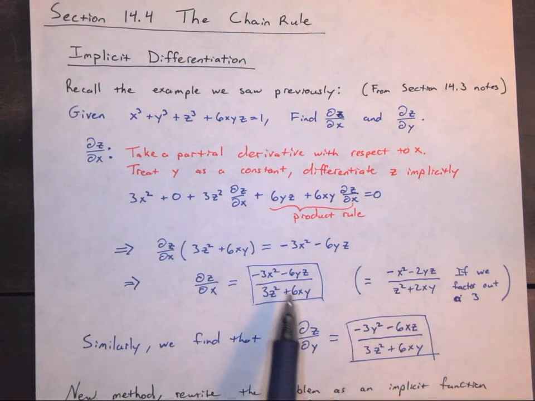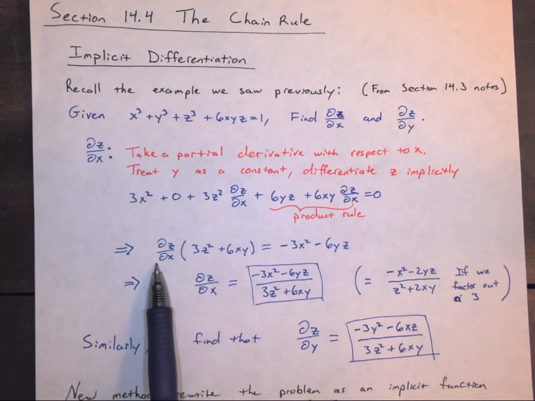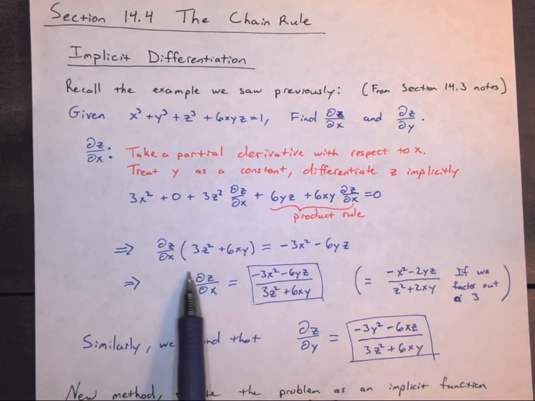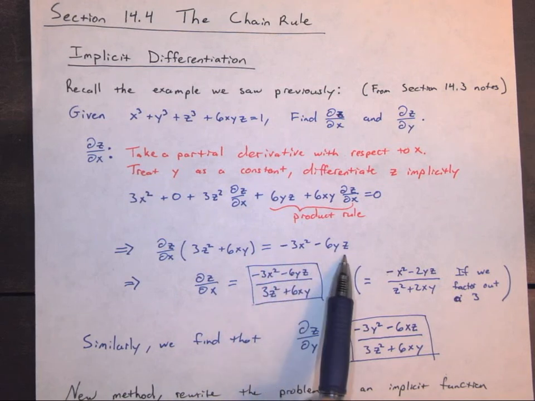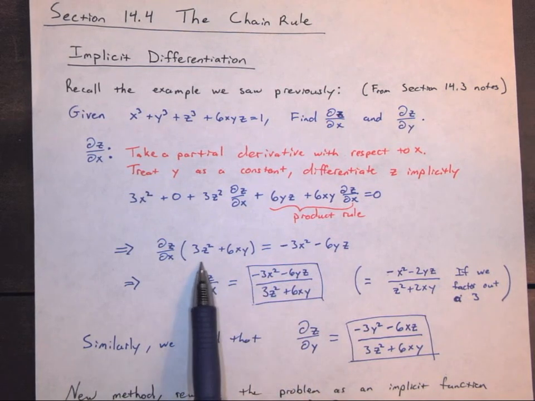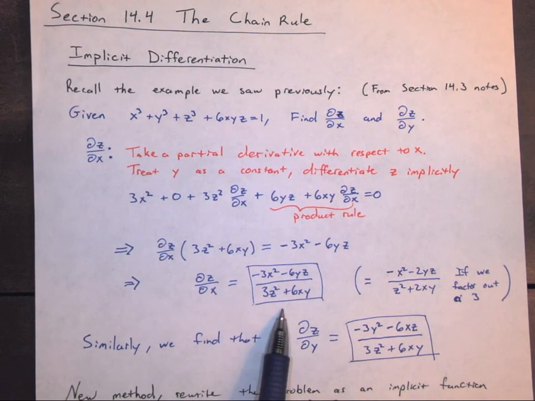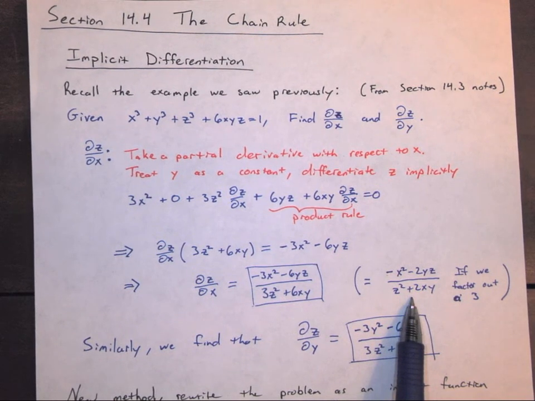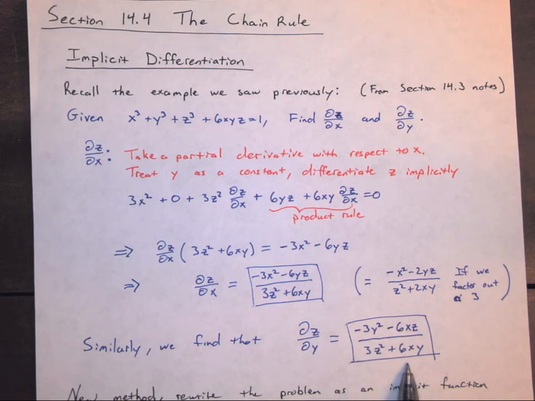From here it's just a matter of grouping like terms. So here I've grouped the terms with the partial derivative of z with respect to x on one side, and I've subtracted the other terms to the other side, and then I divide by this term to get the answer. We could also divide everything by 3 since I can factor a 3 out, and this is what you would get here. I'm not going to go through the details of finding the partial derivative of z with respect to y. It's very similar, and we already did it in class, but this is the answer you would get before we factor a 3 out.